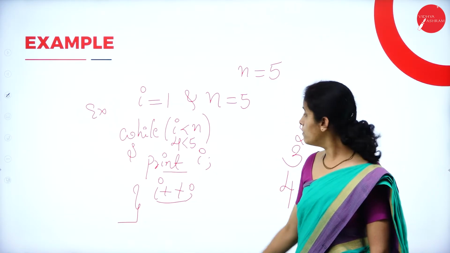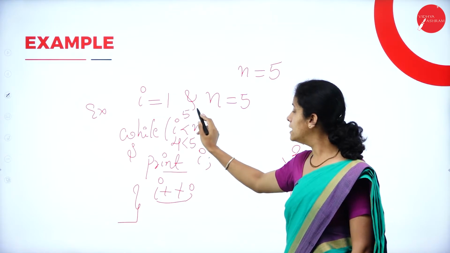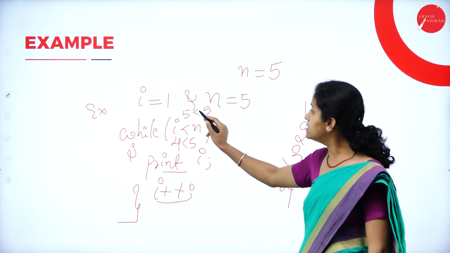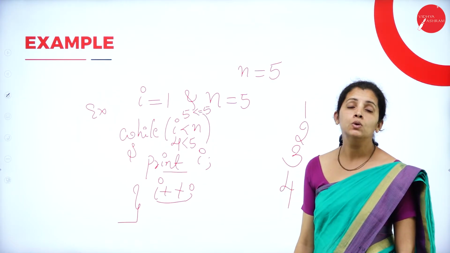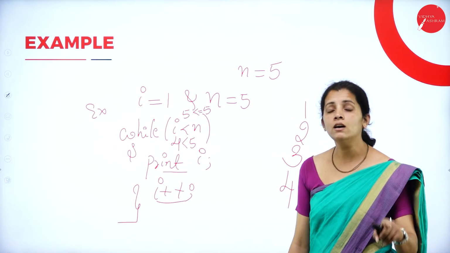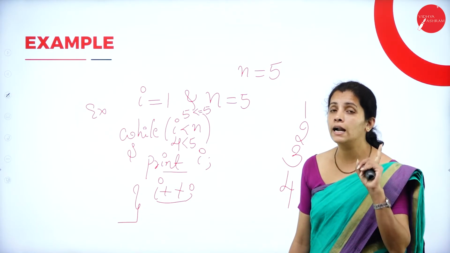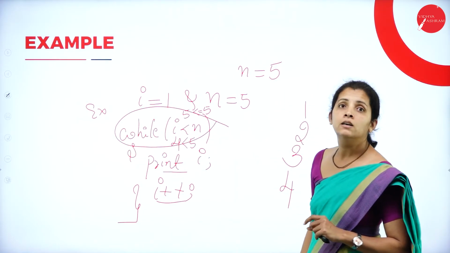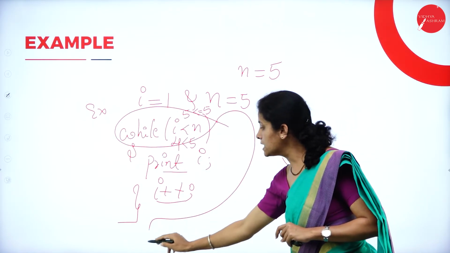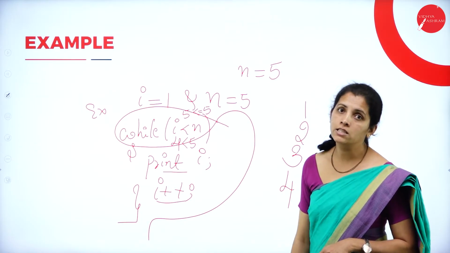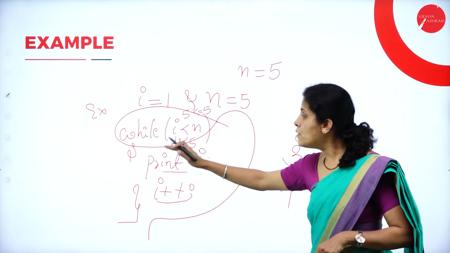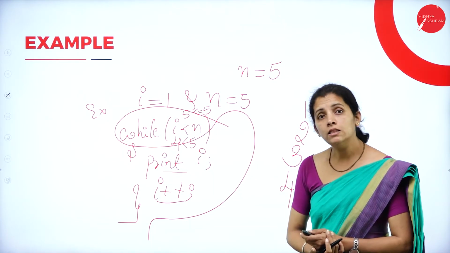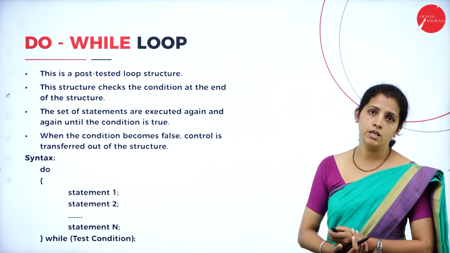Now, i is 5. 5 less than 5, is it true? No. Why? If it is 5 less than or equal to 5, then it is true. But here, 5 less than 5, the condition is false. So, the control is transferred to the next structure or next statement, that is, outside of this looping construct. So, this is the way the while loop is going to execute.